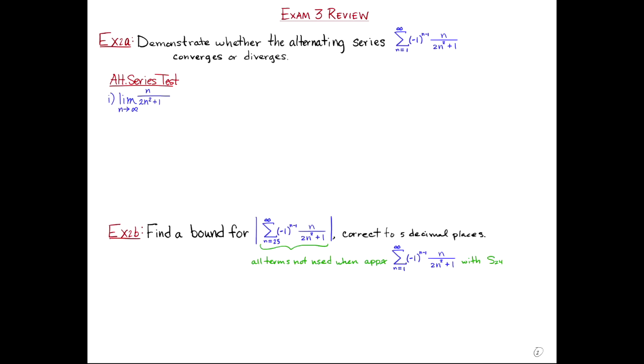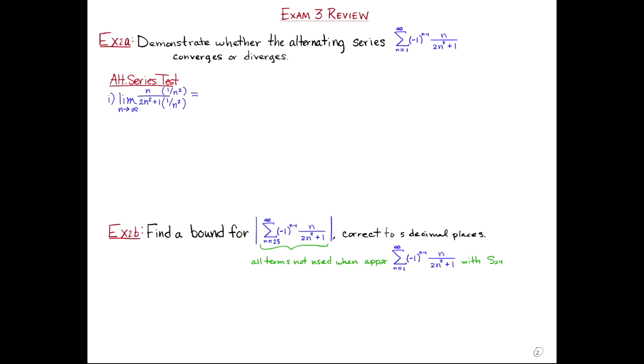Right now, it's in an indeterminate infinity over infinity form. And anytime you're evaluating a limit in this form, where you have a polynomial in the numerator and the denominator, you want to multiply both the numerator and the denominator by 1 over the highest powered term in the denominator. In this case, the highest powered term is n squared, so let's multiply both the numerator and the denominator by 1 over n squared.